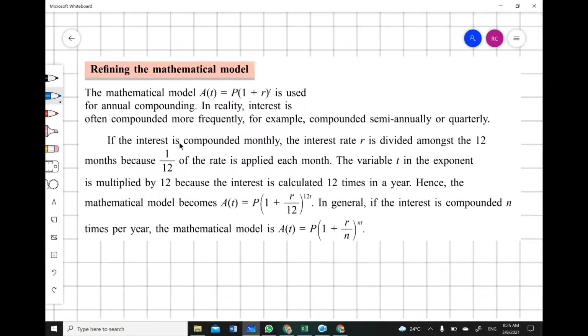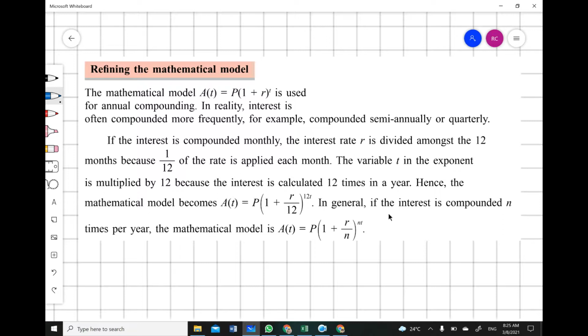So if the interest is compounded monthly, the interest rate is divided among the 12 months because 1/12 of the rate is applied each month. So the rate over here, you are going to divide by 12 if it is compounded monthly. The variable T in the exponent is multiplied by 12 because the interest is calculated 12 times in a year. So over here, you are going to add on a 12. So your model becomes like this, R over 12, and then this one you add on the 12 over here.